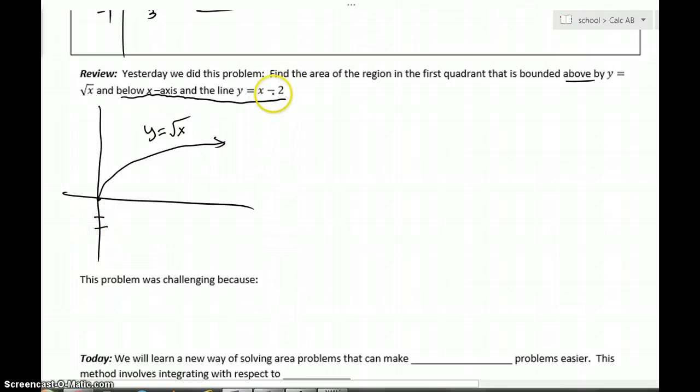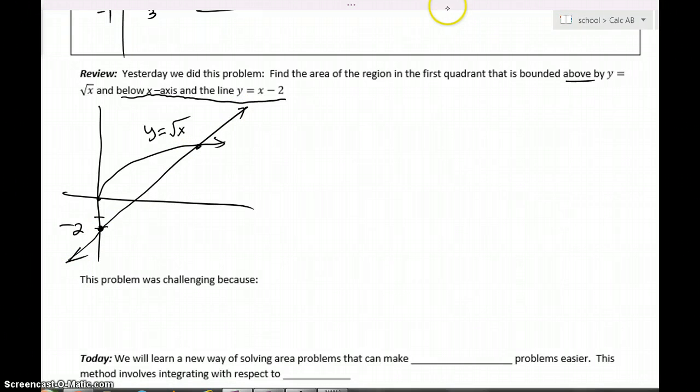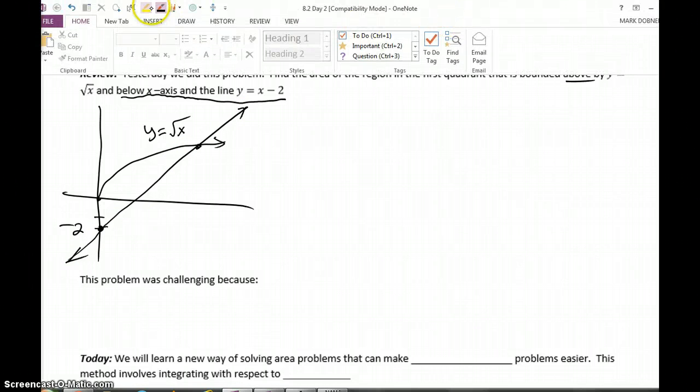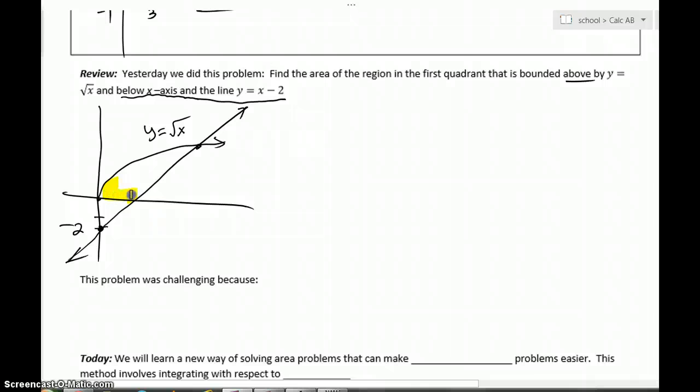Now the line y equals x minus 2 has a y-intercept of negative 2, and we have a slope of 1. So you can see relatively quickly that our line would cross the square root function somewhere in that first quadrant. But please watch out. The area is completely enclosed in the first quadrant. So that's where that x-axis part is coming into play. The lower boundary is the x-axis and then the line coming up over here.